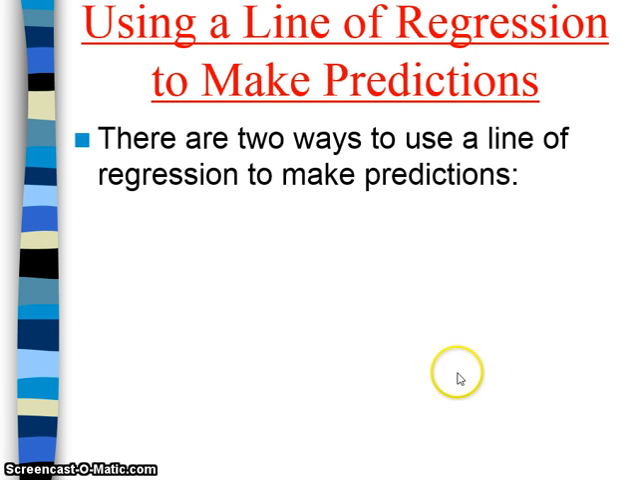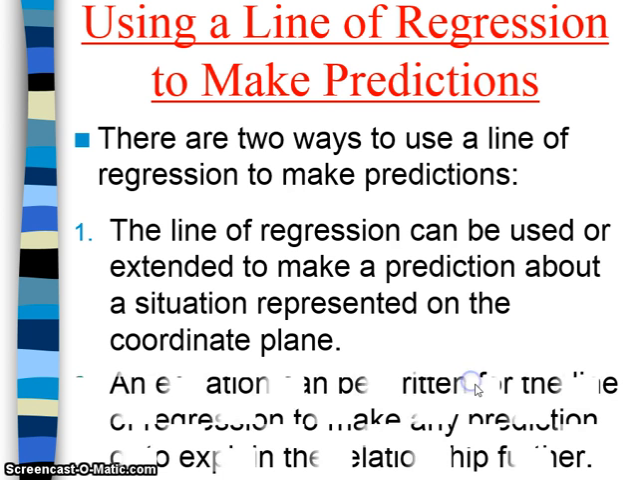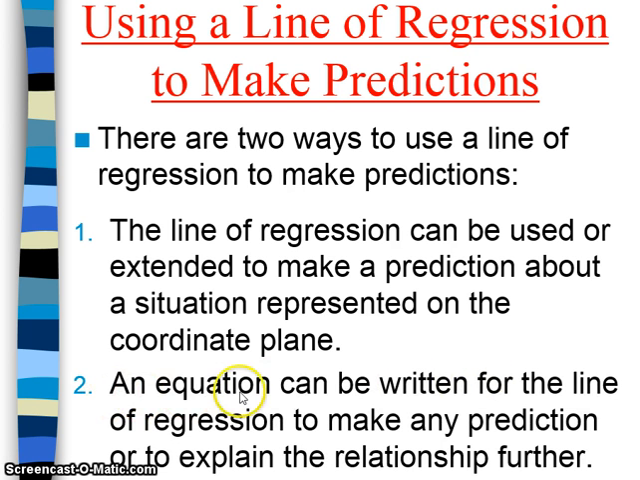There are 2 ways to use a line of regression to make predictions. The first is that the line of regression can be used or extended to make a prediction about a situation represented on the coordinate plane. And the second is that an equation can be written for the line of regression to make any prediction or to explain the relationship further.